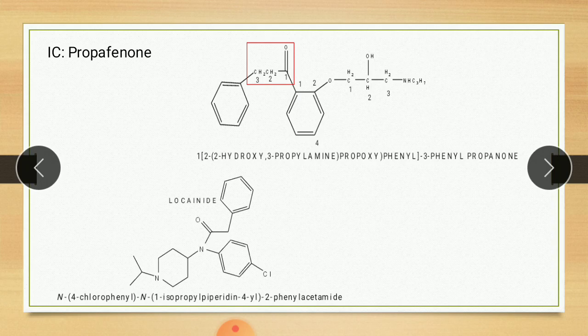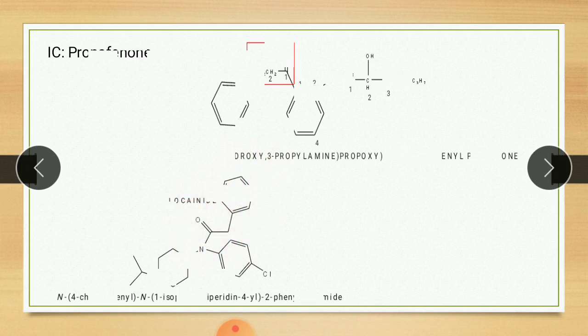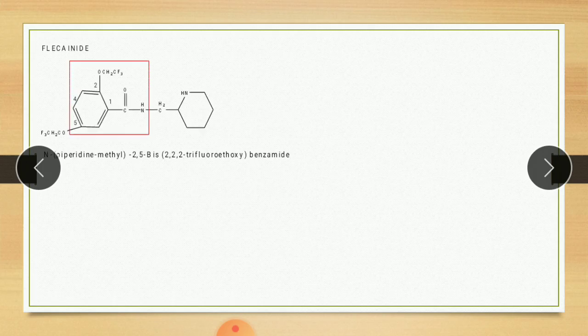A similar drug is lidocainide. This is the structure of lidocainide. In the IUPAC name, N means this N. This ring attached is 4-chlorophenyl. Again N-isopropyl piperidine: this is a piperidine ring with an isopropyl group. On the fourth position the attachment is there, 4-yl. Then on the second position a phenyl ring is attached, and this one is also acetamide.